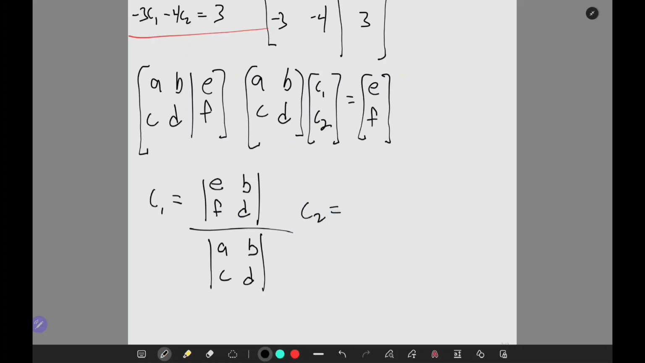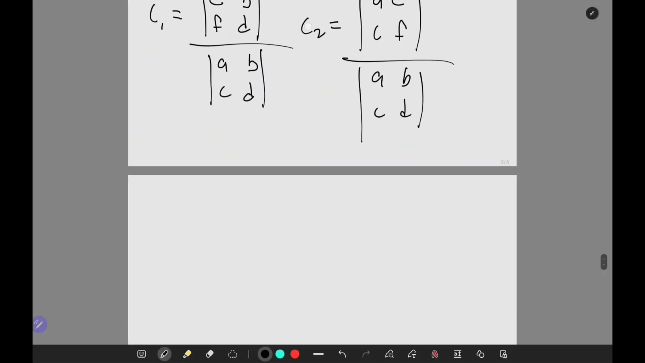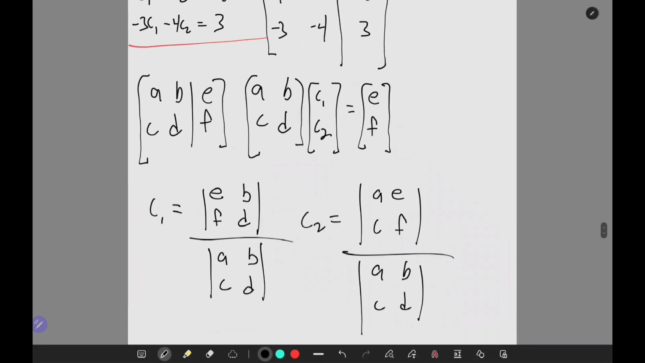And C2 would just be A, E and C, F over A, B, C, D, which is also the same. See, the denominators for both are the same. It's the numerators that change. So for C2, we have A, E, C, F. So it's the outside two. It's a bit of memorization, I guess.